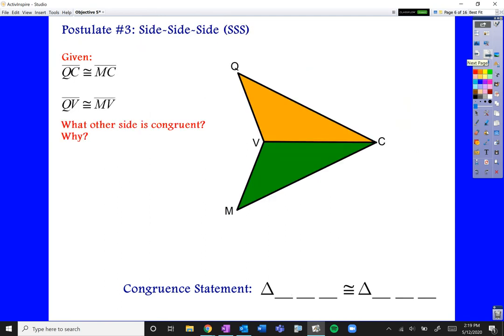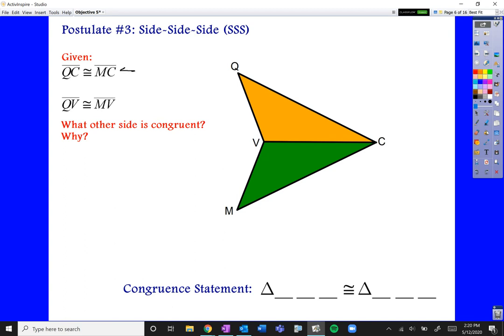Okay, the third one is called side, side, side. Super simple. Need one side, need two sides, need three sides. Think about it. If two triangles have the exact same side length, they have to be congruent because they have the exact same sides. So perfect.